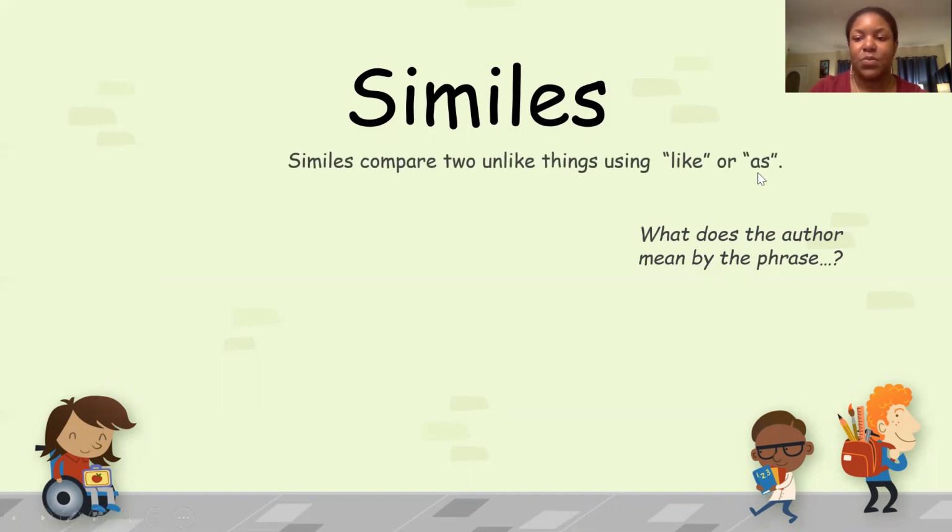So similes is when an author compares two unlike things using as or like. And so an example here would be Asta is as sweet as pie. And so the author here is comparing Asta to the sweetness of pie. And what does this mean? It just means Asta is really sweet.